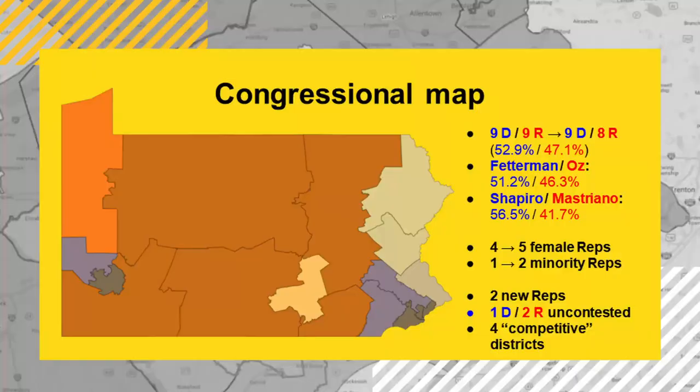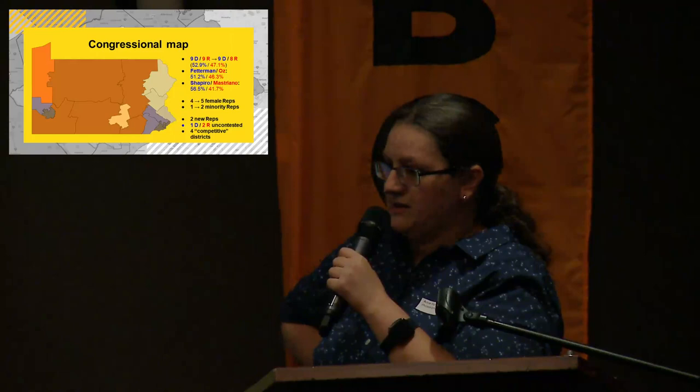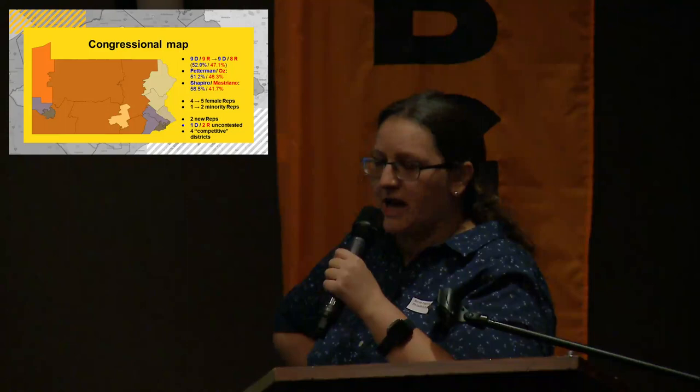One kind of exciting thing for me in this new map is we did elect another female representative this year, Summer Lee over in the Pittsburgh district, that dark blue one. I don't know what it looks like, but she won that district. So now we're slightly closer to having a 50-50 delegation as we should. We also elected, again, Summer Lee, another minority representative. So finally we have something like proportionality in minority representation in Pennsylvania.